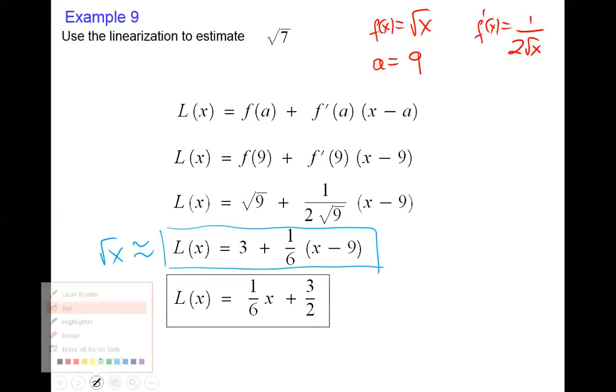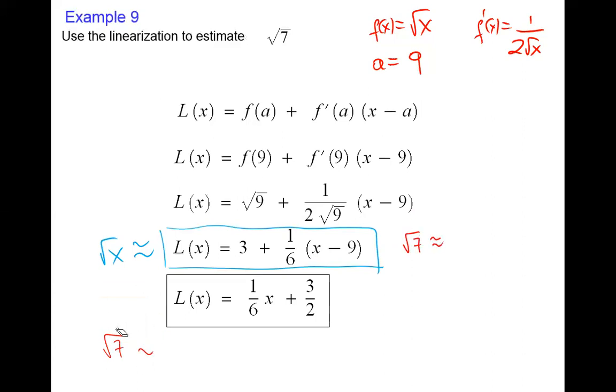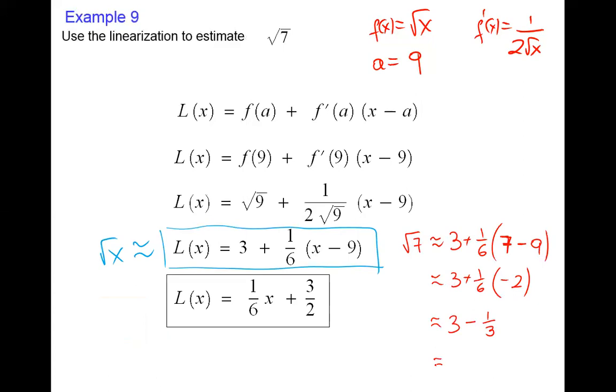Let's approximate the square root of 7. Square root of 7 is approximated by 3 plus 1/6 times the difference, which is negative 2. Okay. 3 minus 1/3, that's 2 and 2/3, and I can leave it like that. That means the value of square root of 7 is approximately 2 and 2/3. We can see it's nice to use this difference. If you substitute into this one, you will also get the same number. Okay, thank you.